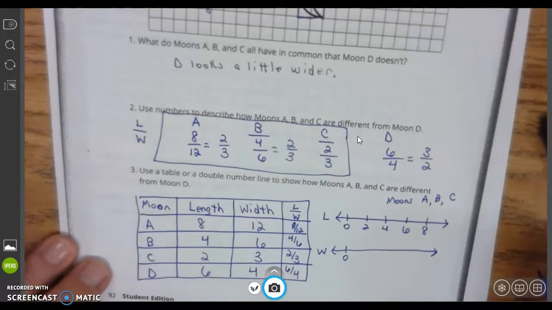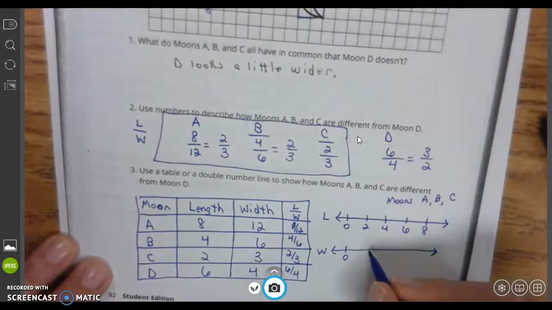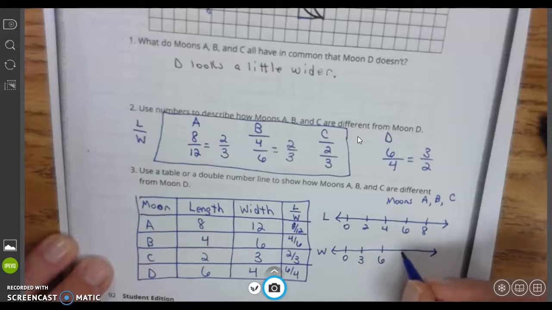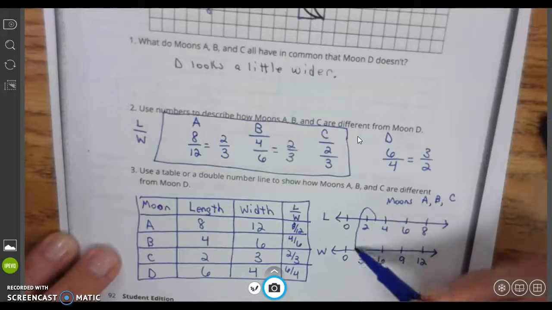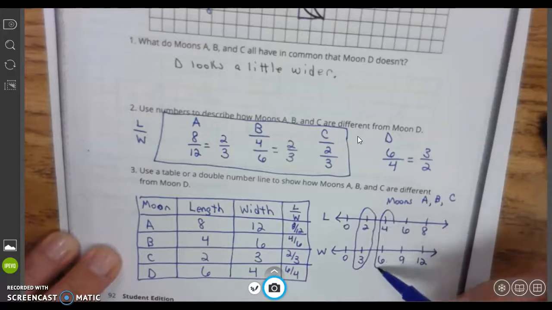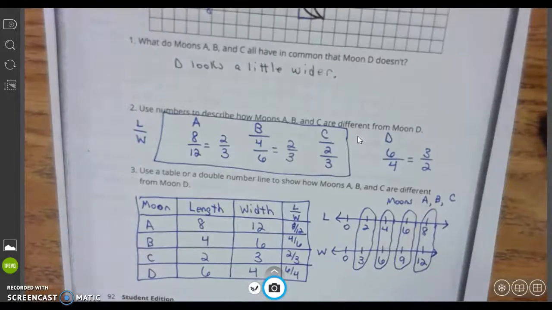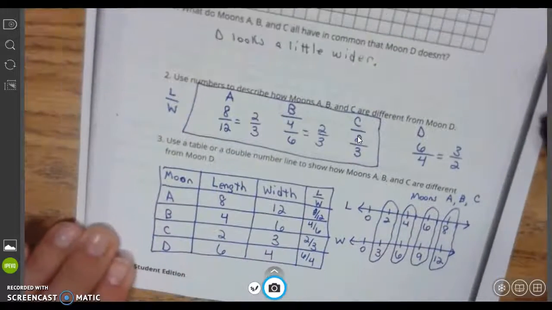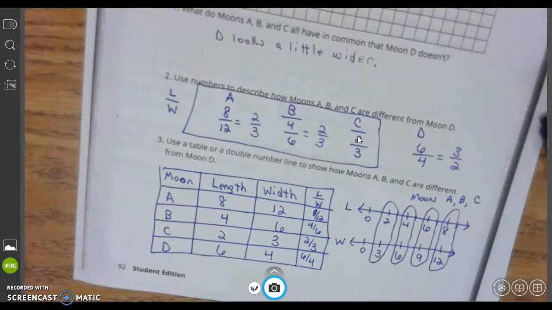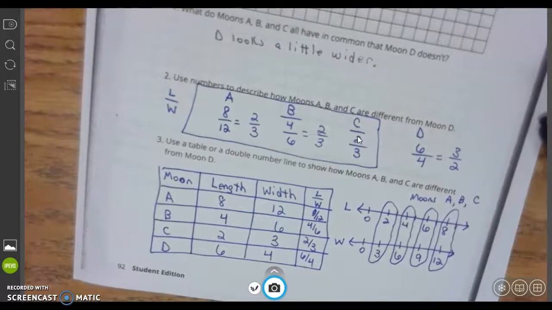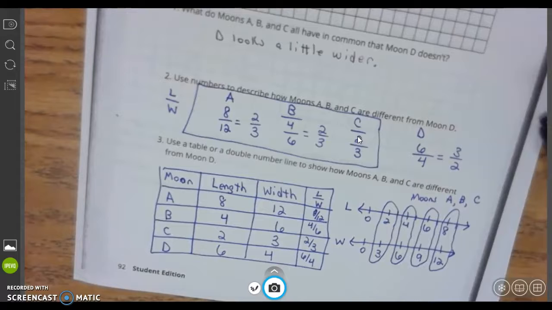Okay, and then the widths go 3, 6, 9, 12. So you're seeing that 2/3 is the same as 4/6, which is the same as 6/9, which is the same as 8/12. Those are all equivalent ratios. Okay, I'm going to leave that so that you have just a moment to get that written down.